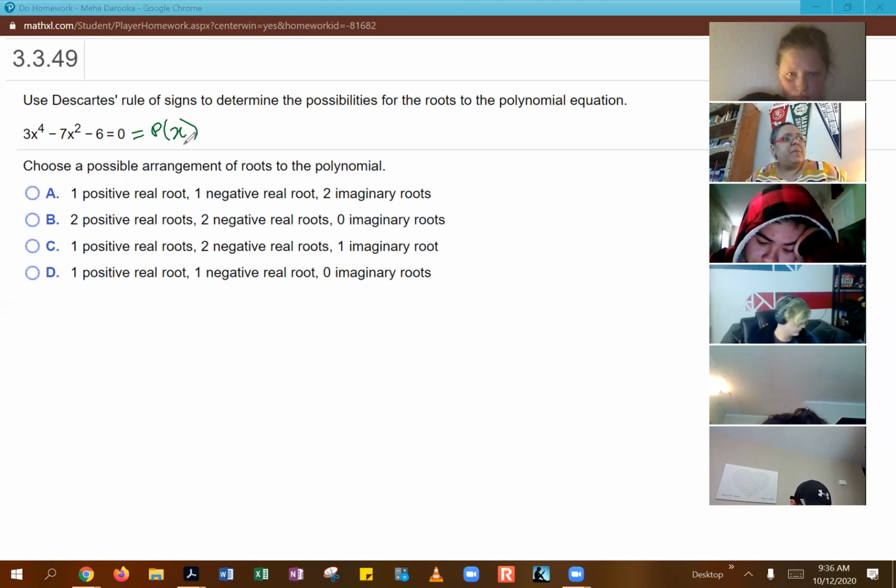So remember, for the positives, you keep the polynomial as it is and just see how many variations in signs you have. For the negative, you will be replacing all the x with negative x. Simplify that and then check and see how many variations in signs do you have, and that'll tell you how many negative solutions we should have.